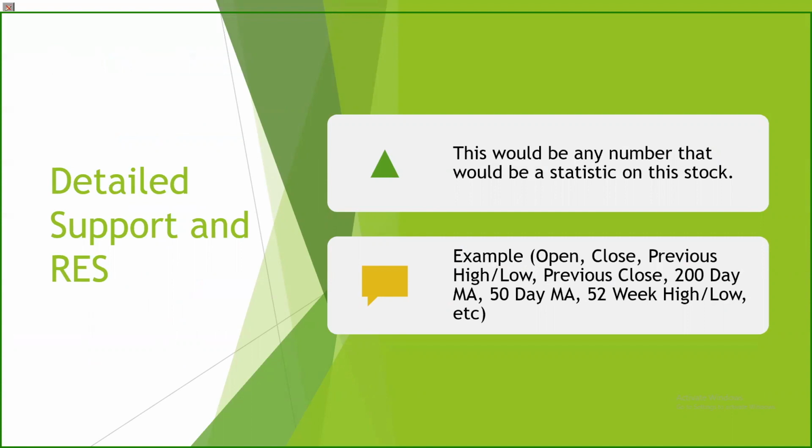This would be any number that would be a statistic on the stock. So for example, guys, this would be the open, the close, the previous high, the previous low, 200-day moving average, 50-day moving average, 52-week high, 52-week low, anything along those lines. These are also different indicators, right? So detailed support and resistance are anything that you guys would basically look up to figure out.